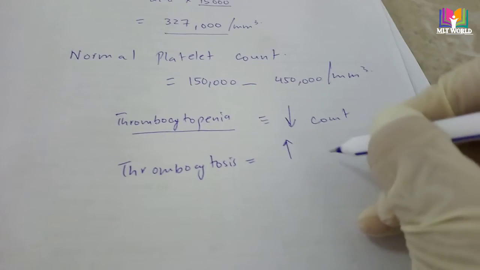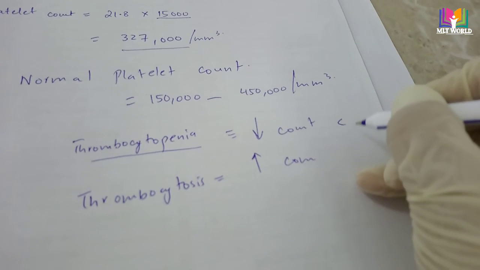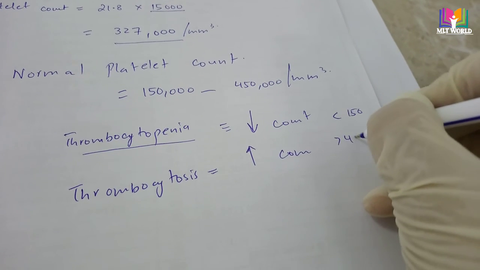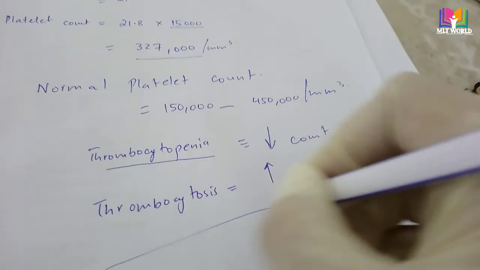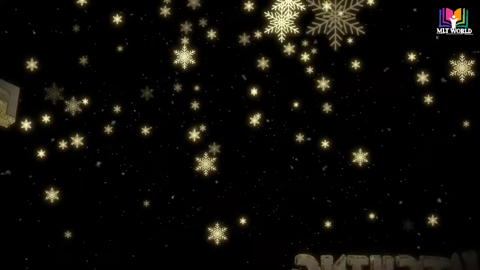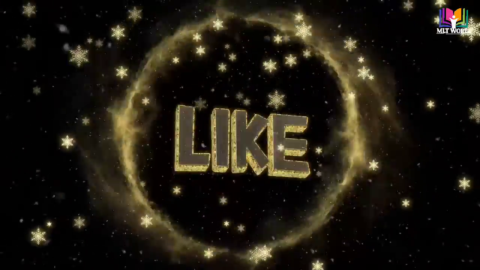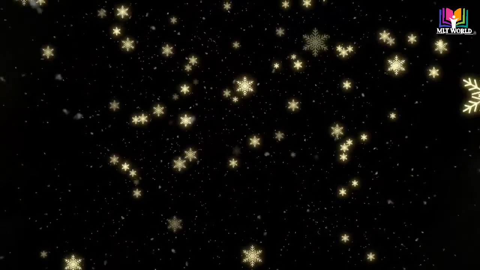And what was the normal range? As I told, thrombocytopenia means if the platelet count is less than 1,50,000, and thrombocytosis means if platelets are more than 4,50,000. So now I hope you understand how platelets are seen under the microscope and how we will calculate them by peripheral smear. That was so easy also.